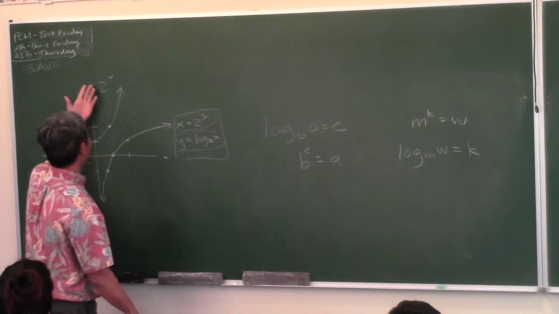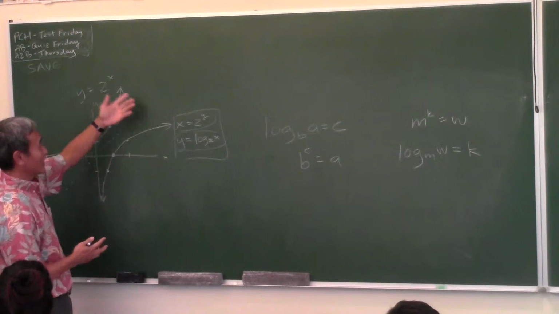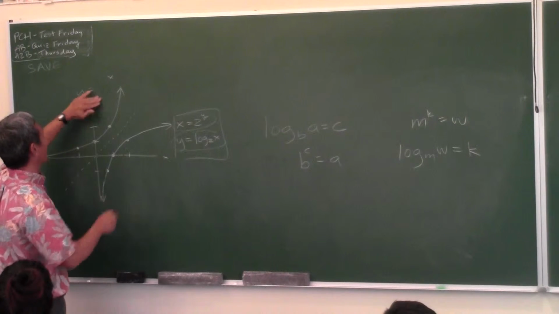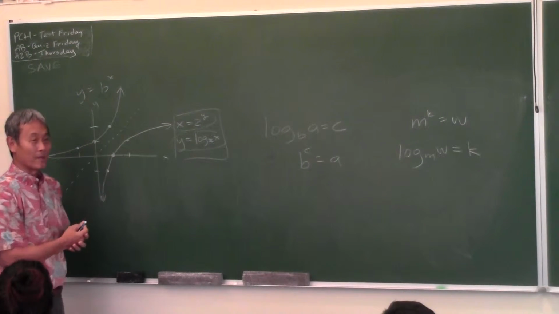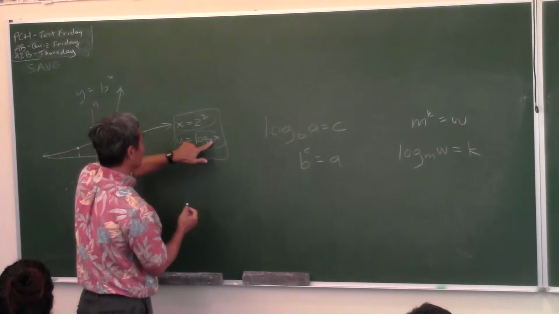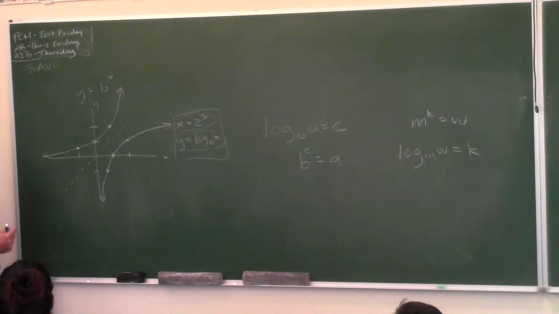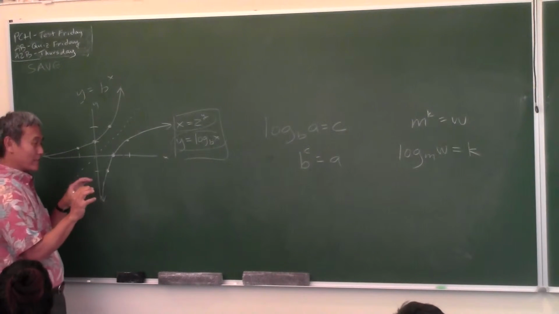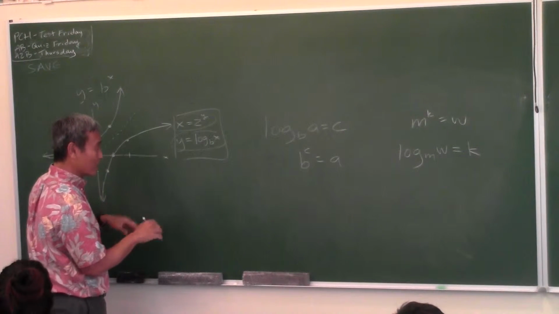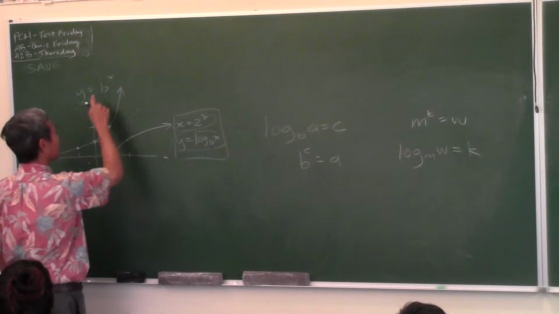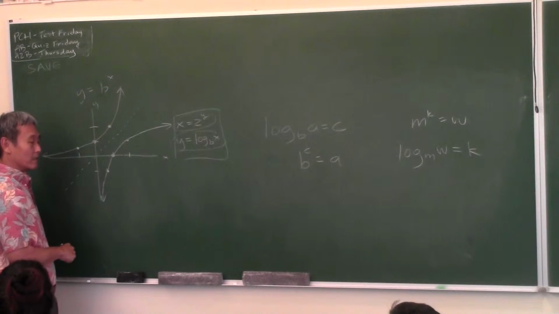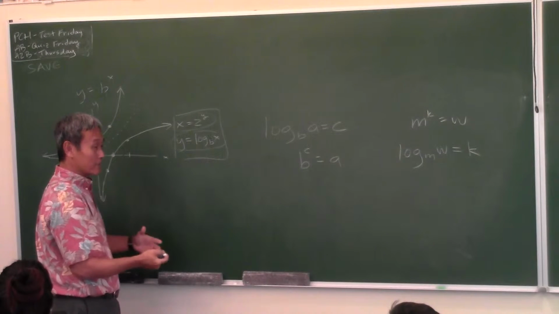Now, not all the graphs are going to be 2 to the x or log base 2 of x. What if you just had a number like b? I'll call it b for base. Then over here, this would become log base b of x. These two graphs are inverses of each other. And what did we just learn last week? If two functions are inverses of each other, what happens when you plug one into the other? You'll always get the same answer, which is x.